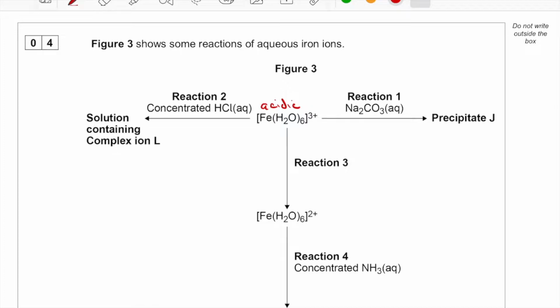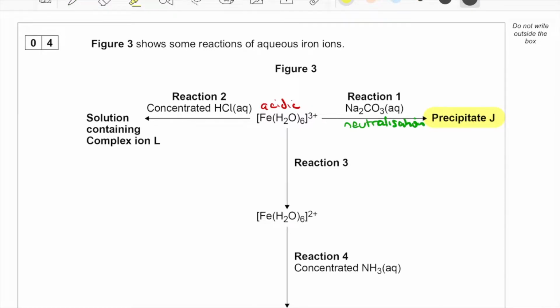Now you'll notice that with reaction 1, it's with sodium carbonate, and sodium carbonate is a reagent that you use when testing for carboxylic acids. Carboxylic acids have a pH of around 3, and you know that you've got a carboxylic acid if you see fizzing. That whole reaction is a neutralization reaction, and it's going to be exactly the same here. So it's a neutralization reaction. We then get a product that's a precipitate.